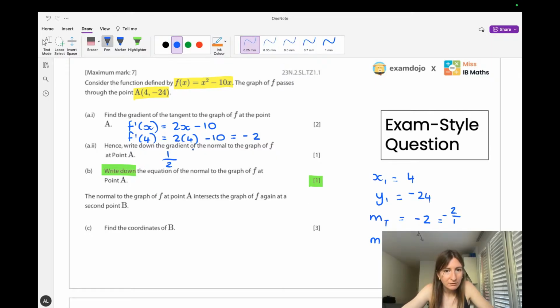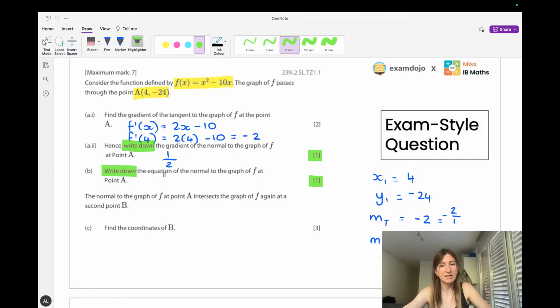So the gradient of the normal to the graph of f at point A. Sorry, that was the wrong one. That one, write down, and for 1 mark. So write down. And then we have another one here. Write down the equation of the normal to the graph at point A.